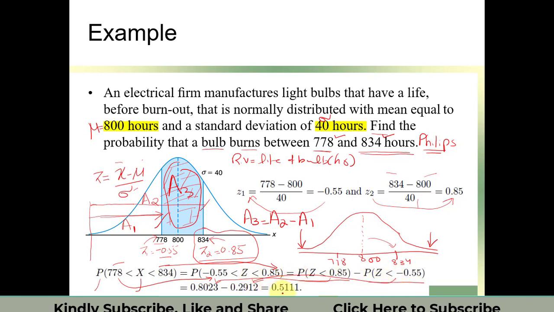equal to 0.5111. So how will we interpret it? We say that there is a 51.11% probability that the bulbs manufactured by Philips International, with a mean life of 800 hours and a standard deviation of 40 hours, will last between 778 hours and 830.